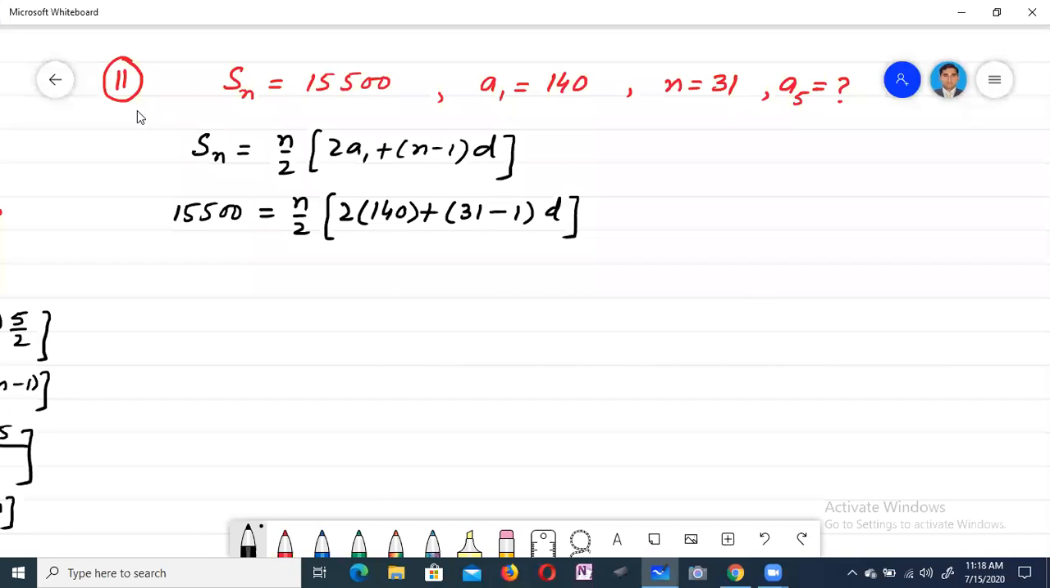These two other side will multiply. Here also at the place of n we will use value of n. Okay, n is 31 here. Here also n is 31. 15,500, these two other side will multiply, and 31 is multiplying, other side it will divide, is equal to 140 into 2 will be 280, plus here will be 31 minus 1 is 30d.